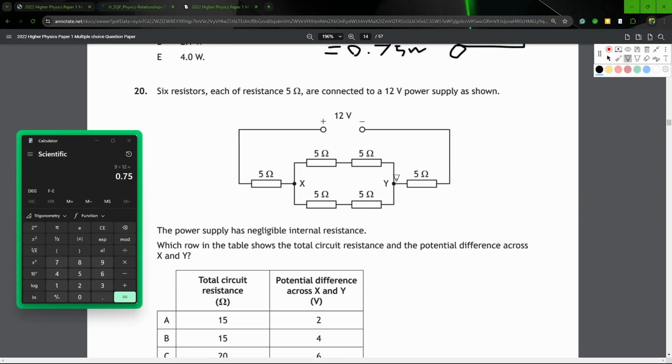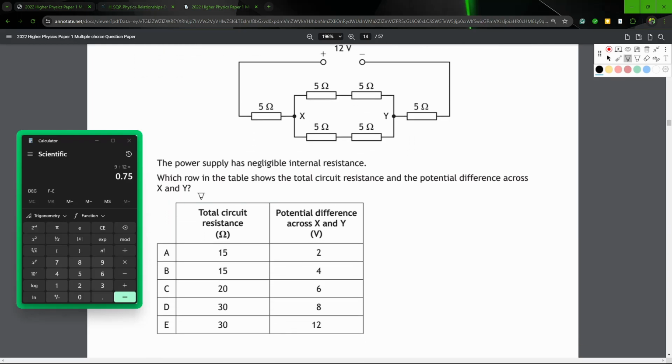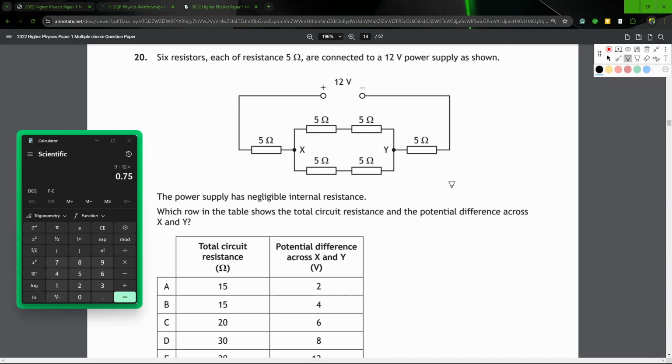Move on to 20. 6 resistors, each of resistance 5 ohms, connected to a 12-volt power supply is shown. Ooh, we got this big one. The power supply has negligible internal resistance. Which row in the table shows the total circuit resistance and the potential difference between X and Y?